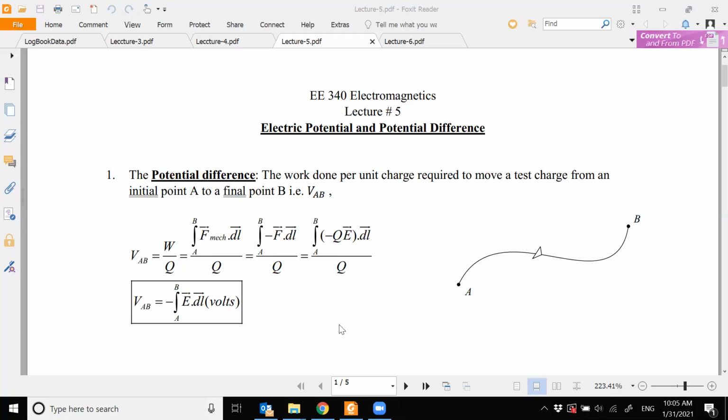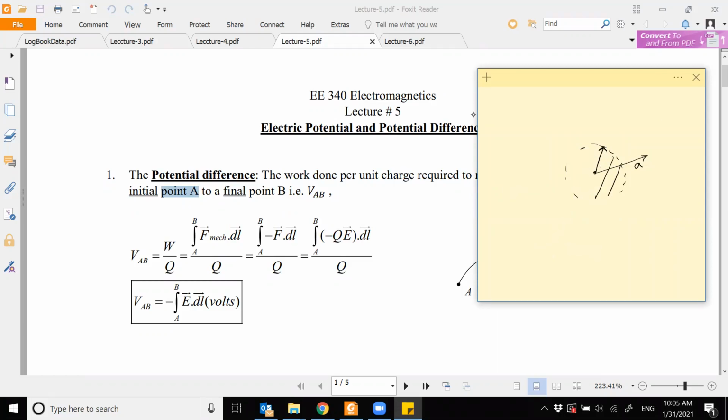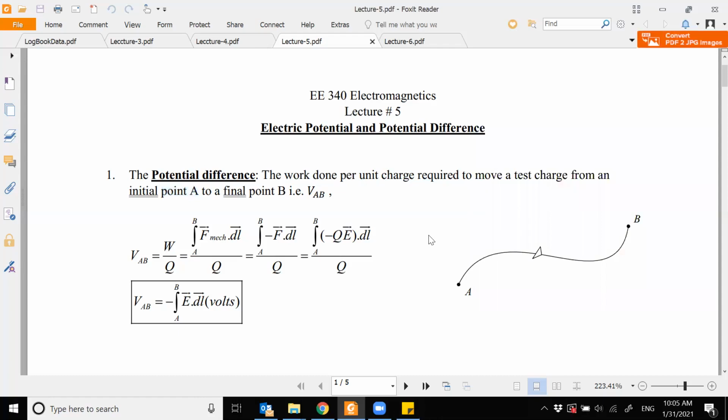So let's come back. What is the potential difference? Again, I am bringing the definition from what you have studied in physics. It's the work done per unit charge required to move a test charge from an initial point A to a final point B. This is the definition of potential difference. You just need to do some work, and you are normalizing that work with respect to the charge. This work is done by moving a test charge from an initial point A to a final point B.